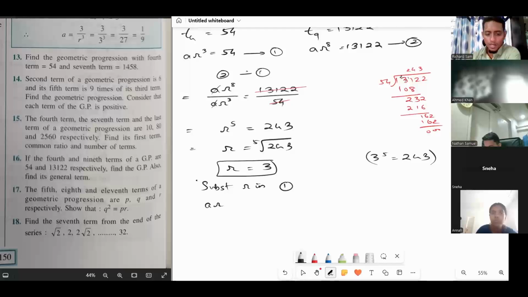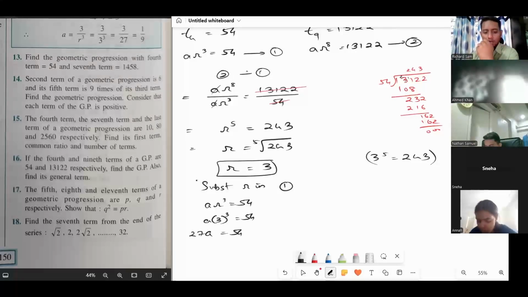So that is AR raised to 3 is equal to 54. So A into 3 raised to 3 is equal to 54. That is 27 A is equal to 54. A is equal to 54 upon 27. So A is equal to 2. Okay, so we got A and R.